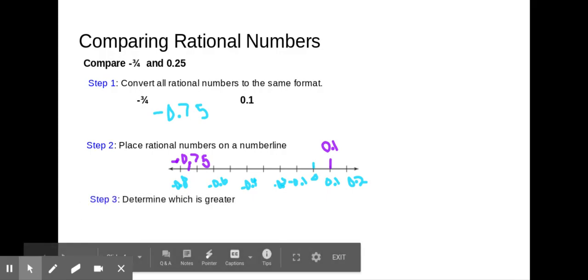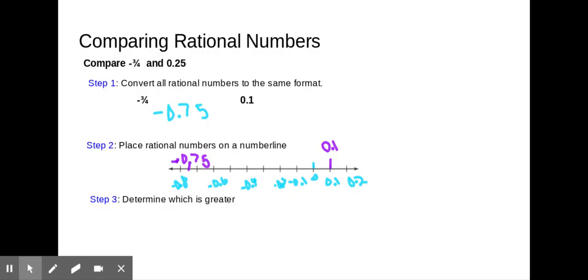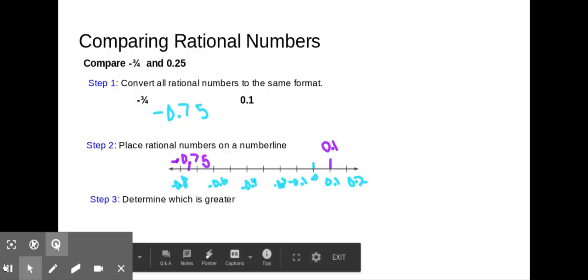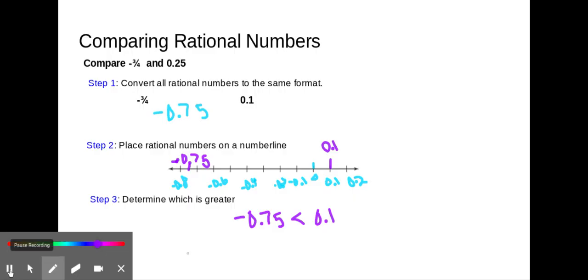Well, clearly 0.1 is the greater number. So that means that negative 0.75 is less than 0.1. And I would write it like this. There we go. We were able to compare rational numbers.